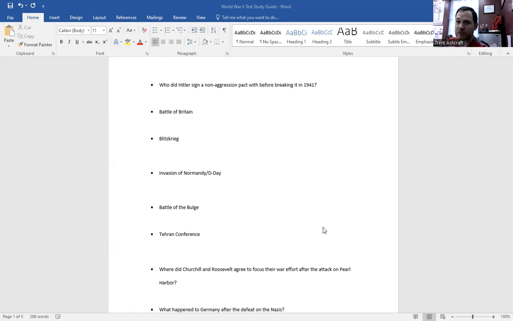That invasion at Normandy will ultimately lead to the liberation of France and then the push toward Germany from the West by the Americans and the British.